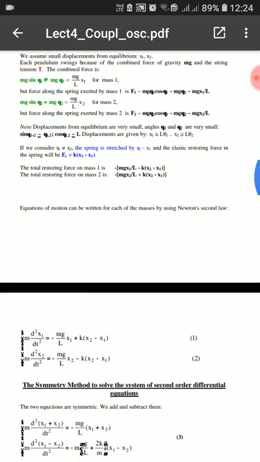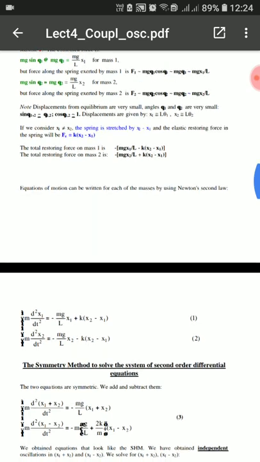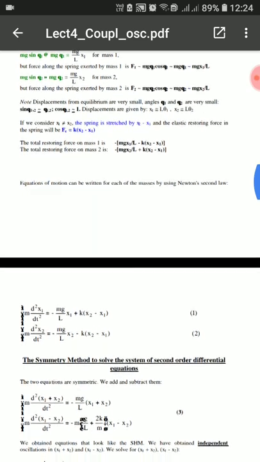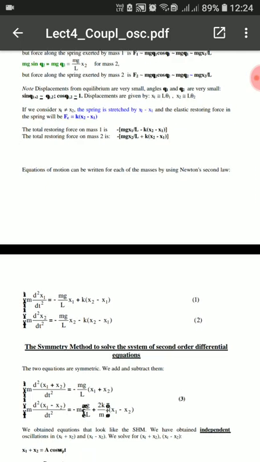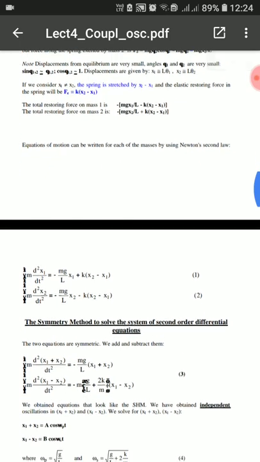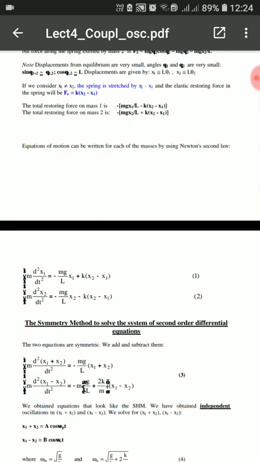Displacements from the equilibrium are very small. Therefore, the angles theta 1 and theta 2 are very small, hence can be approximated as sin theta 1 approximately theta 1, cos theta 1 approximately 1, and the displacement x1 is equal to L theta 1 and x2 is L theta 2.